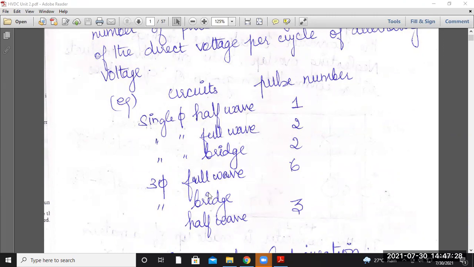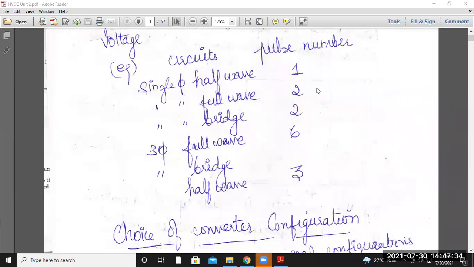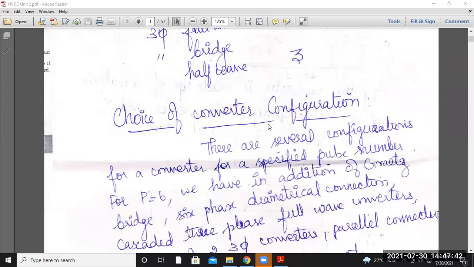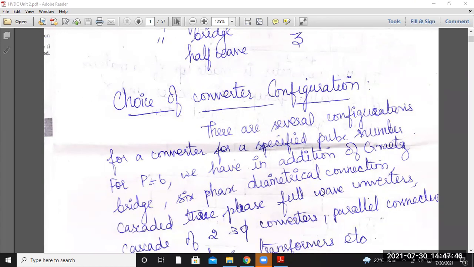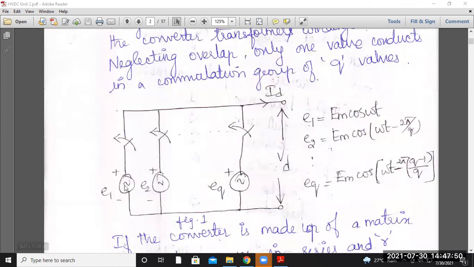Then again we have seen 3-phase full wave, which means depending upon the circuit that we have taken, the pulse number will vary. The pulse number varies from 1, 2, 3, and 6. So depending upon the choice of converter, we can vary the number of pulses. These are some topics that we have studied in the previous classes. We also dealt with this circuit diagram in the previous classes. All of you must remember these topics.